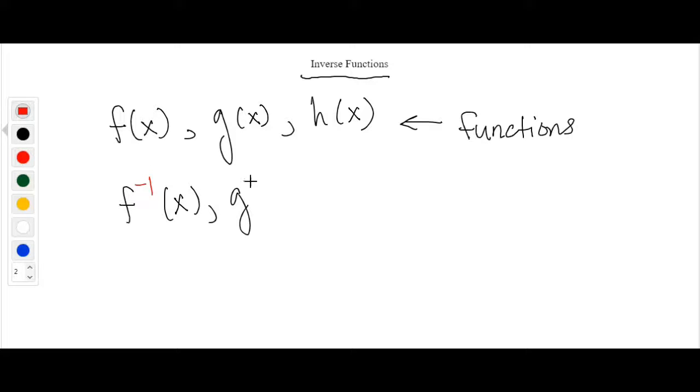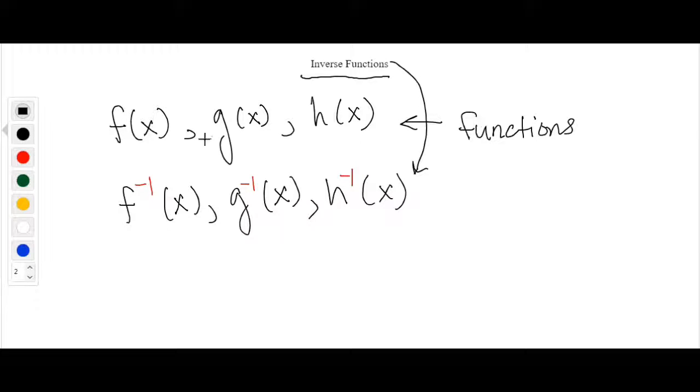Inverse functions are basically the inverse of the original function. That means they act inversely to the other function, and we're going to get in a moment to some examples and do some problems on how you can find inverse functions.